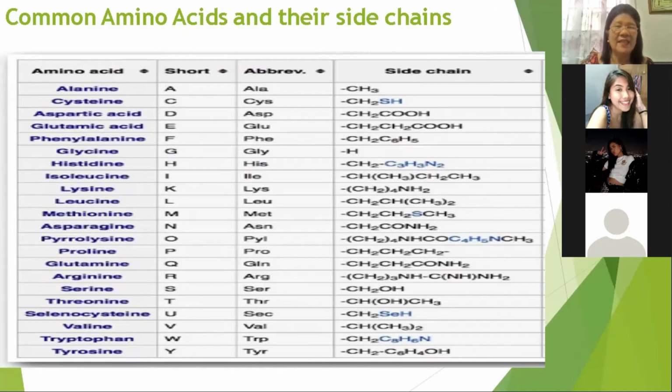Okay. That is glycine. I repeat, kani ang duha. Pero ang pinaka-simple form of amino acid is glycine. Ngano man? Because of the side chain nga hydrogen ra. This alanine, methyl ang iyang side chain.